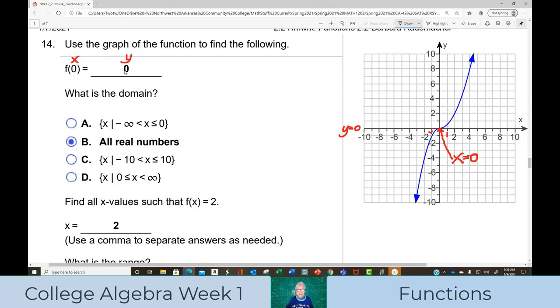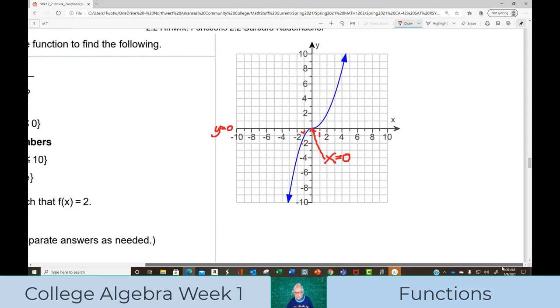It's not always going to be true. Now, what is the domain? The domain is always left to right.